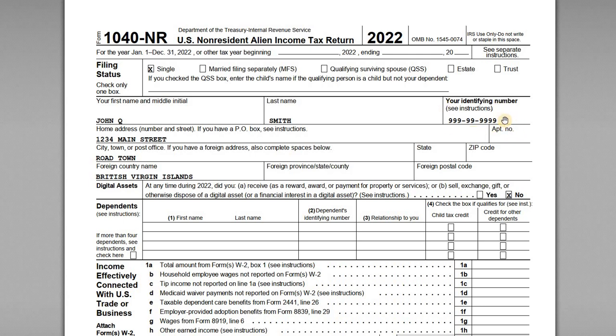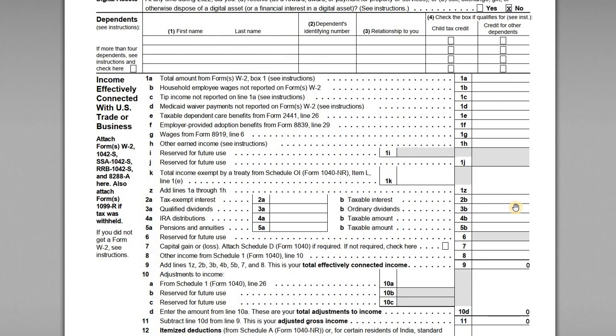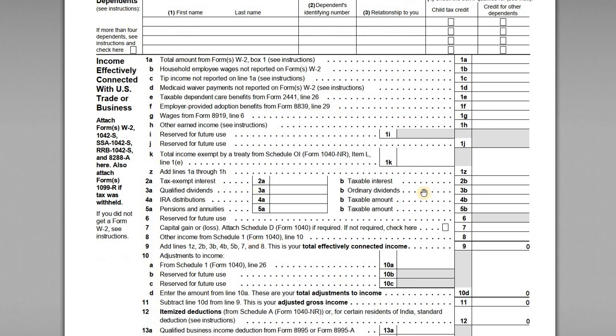But you will need some form of tax ID number in order to file. So that's either an SSN or an ITIN. So on page 1, you can see here that the income effectively connected with the U.S. trade or business has no numbers here, right?